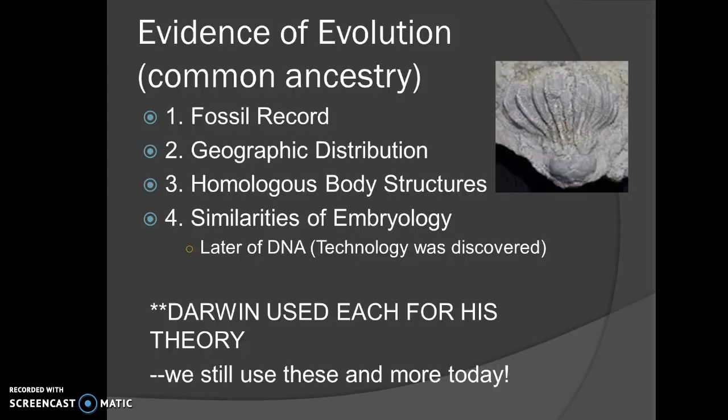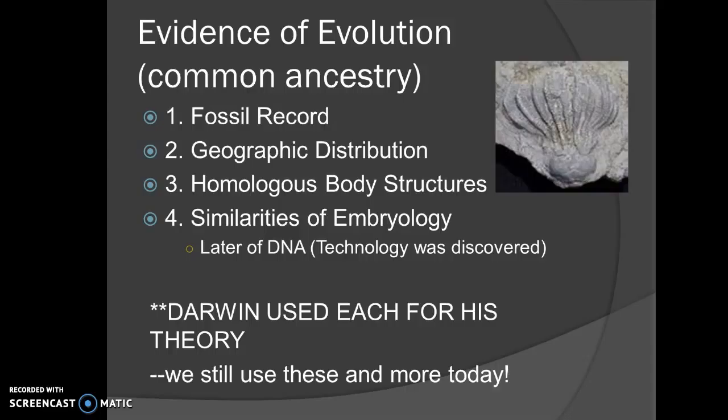So there are 4 evidences of evolution. You're going to hear about this, or you're going to see it on quizzes and tests. So there are 4 evidences of evolution that Darwin was pulling together, showing common ancestry. There is so much evidence in the fossil record that allows us to piece together the mystery of the change of species over time. A geographic distribution, homologous body structures, and similarities in embryology.